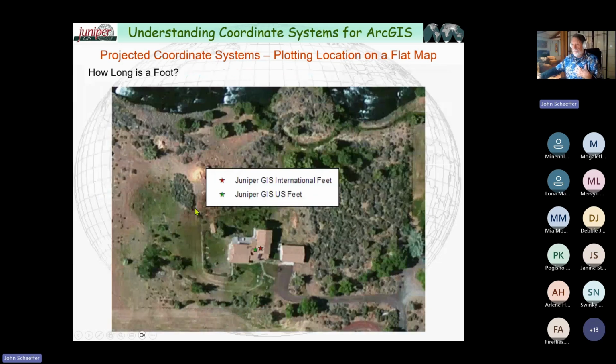I care. So this is my house. If I measure the location of my dining room table in US feet, it sits here. If I measure it using international feet, it sits here, which is the bathroom. That's not really a good place for the dining room table. So that's just a little example of how something insignificant can make a difference. And I'm going to give you another example.